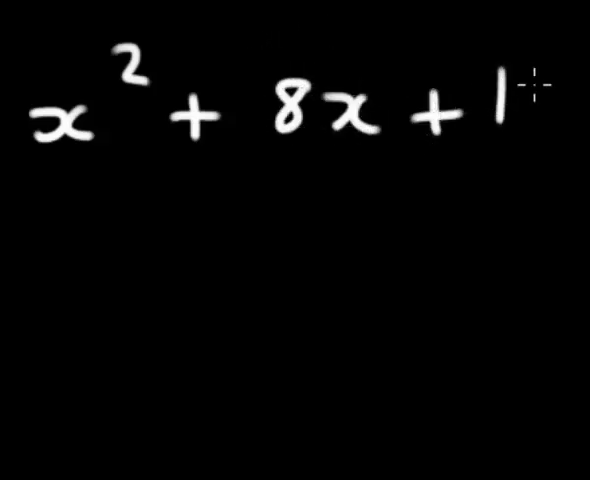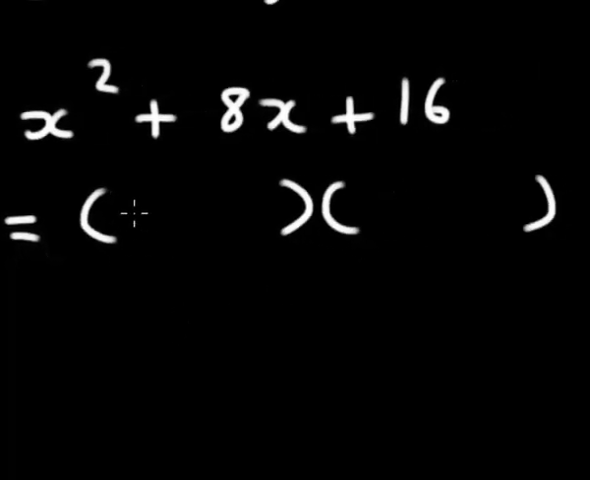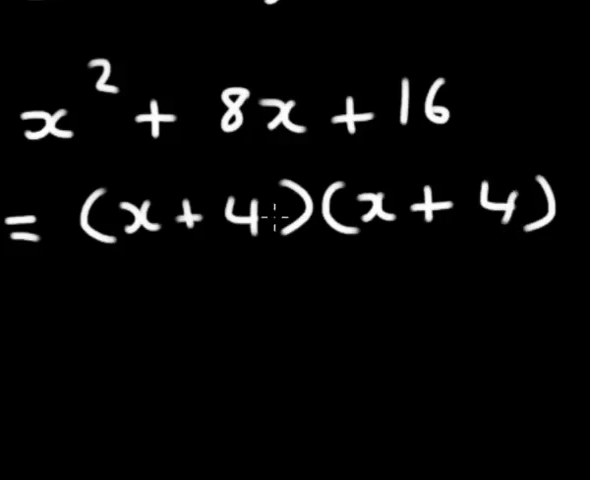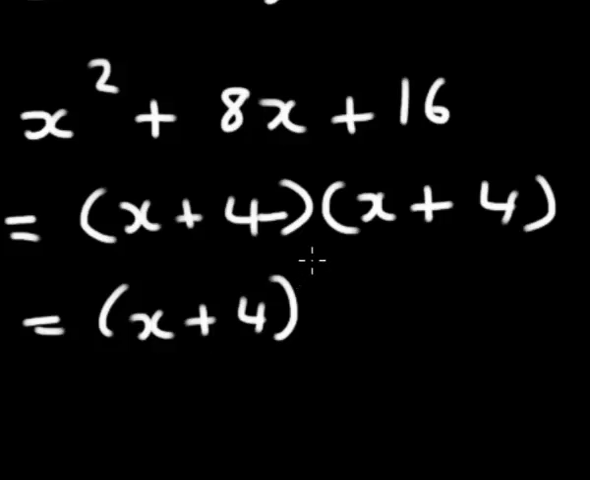Let's try one more. Here's a perfect square quadratic trinomial. How's that sound? Quadratic for the x squared and trinomial for three terms. So here we factorize this into two identical brackets. Look at this: (x + 4)(x + 4), which of course is (x + 4)². And you can check it by multiplying out.